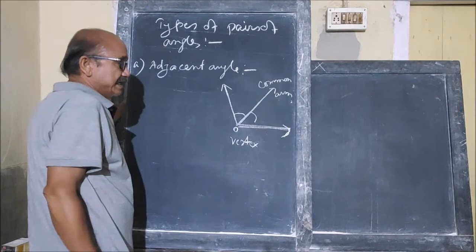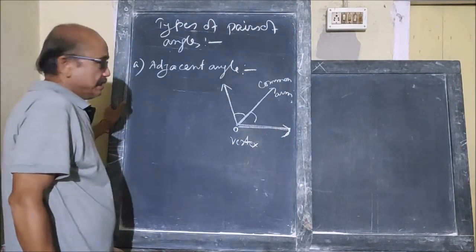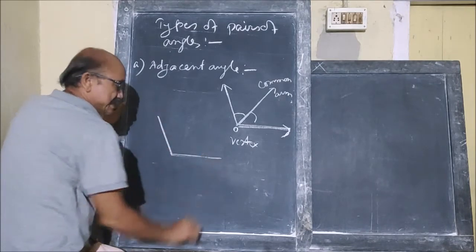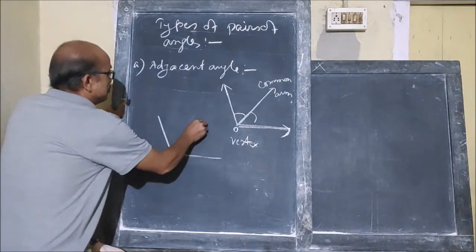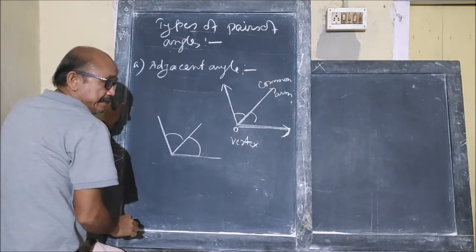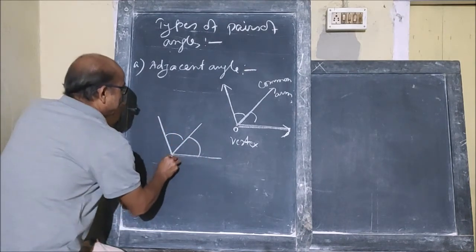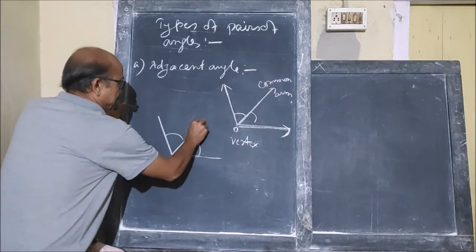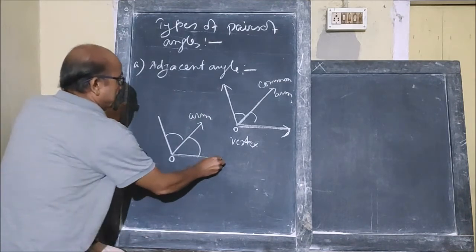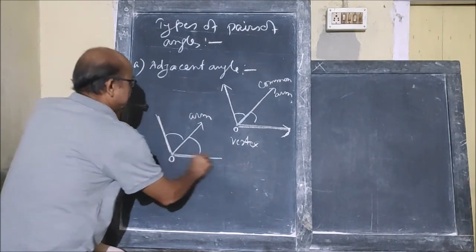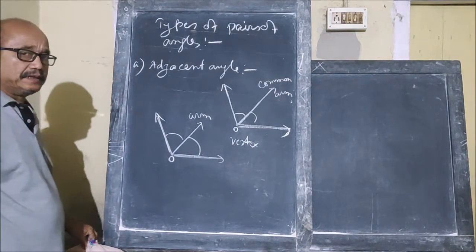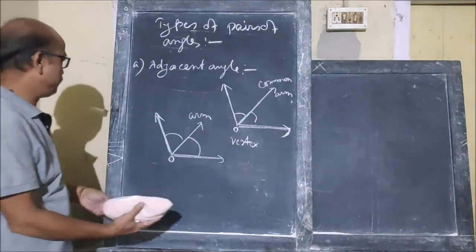These are the other two arms. That means two angles are said to be adjacent angles. It is number one angle, it is number two angle, if it has a common vertex and has a common arm between the other two arms. Next question is what?